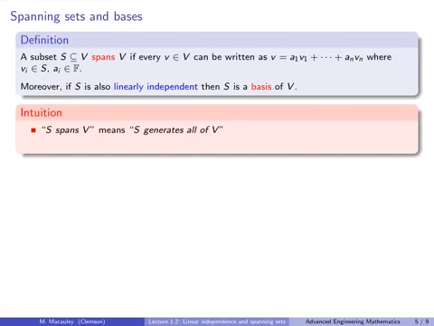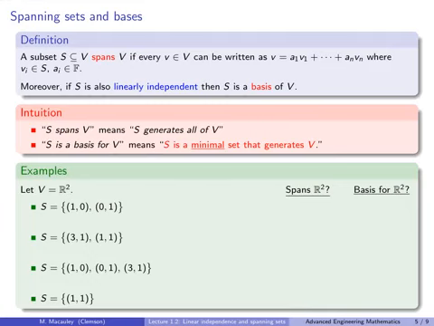Here's a good way to think of things. If S spans V, that just means that S is big enough that it generates all of V. However, if S is a basis for V, that means that it generates V, but it's also a minimal set that generates V. When I say minimal, I mean there's nothing you can remove from S to preserve the property that it generates V. So all of those vectors are needed.